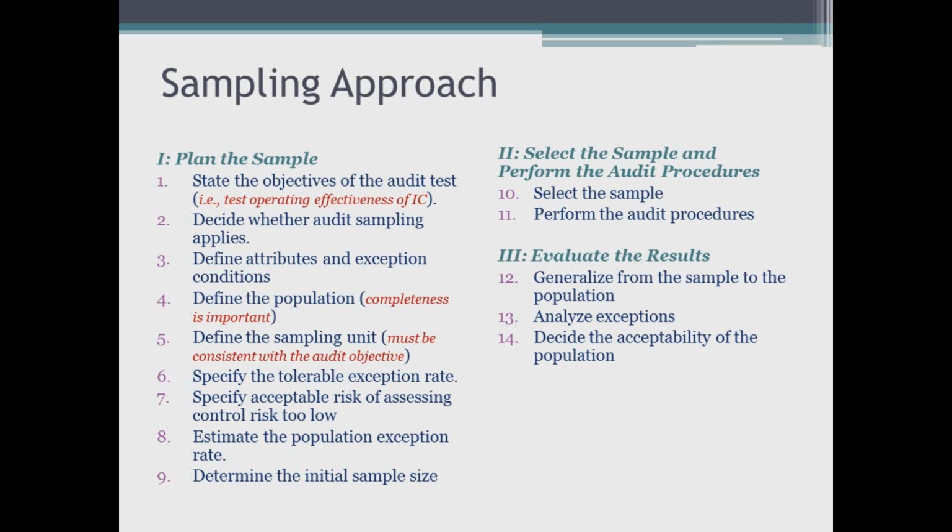So define your sampling unit, and specify what the tolerable exception rate is. Remember on the previous slide, the auditor had some expectations about what the tolerable exception rate is. In the previous example, it was 3%. The auditor specifies that based on auditor judgment, just as the acceptable risk of assessing control risk too low and the estimate of the population exception rate are going to be based on the auditor's judgment.